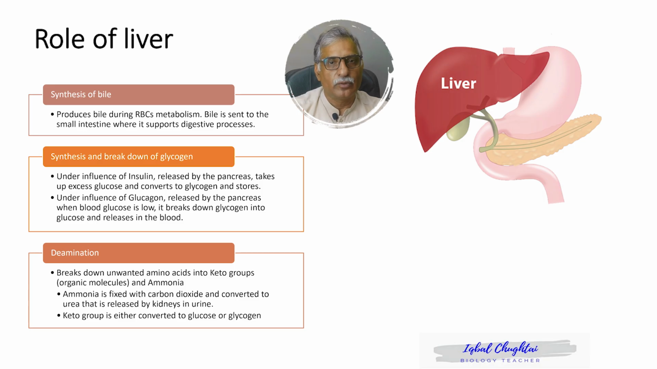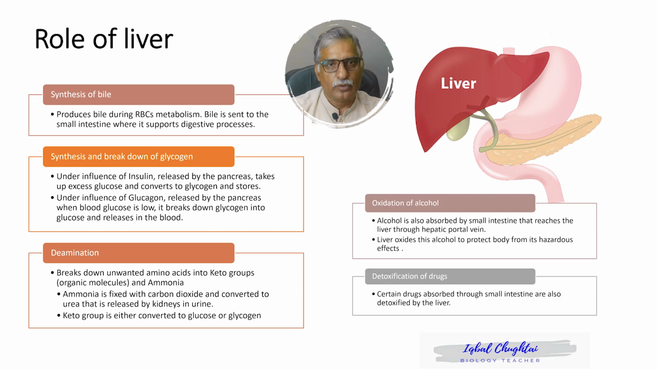Similarly, the ones who keep drinking alcohol, alcoholics. So alcohol, that is the ethanol, is also absorbed into the bloodstream through the small intestine, and through the hepatic portal vein it is carried to the liver, and the liver oxidizes that alcohol to kill its toxic effects. So alcohol toxicity is also reduced, also minimized by the role of the liver.